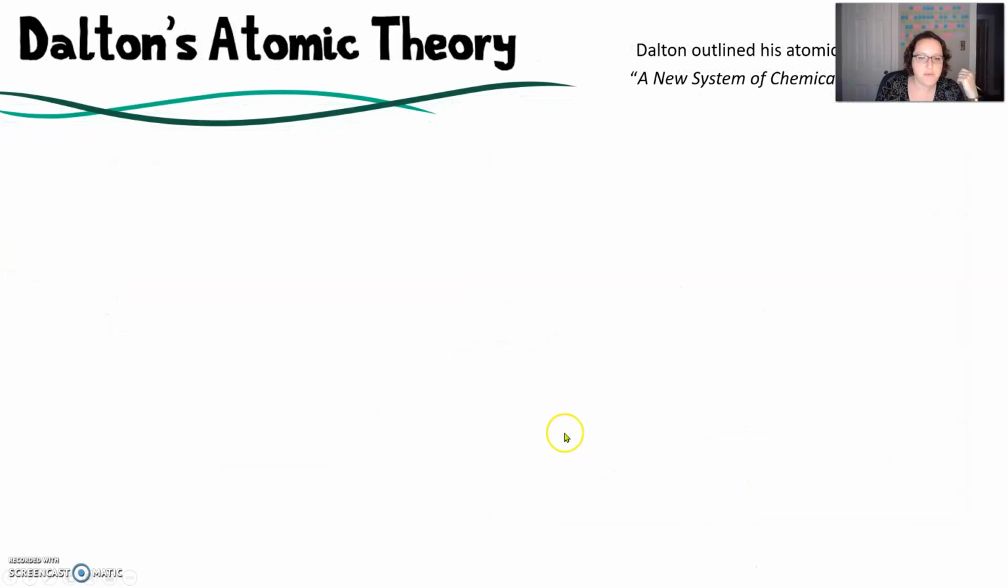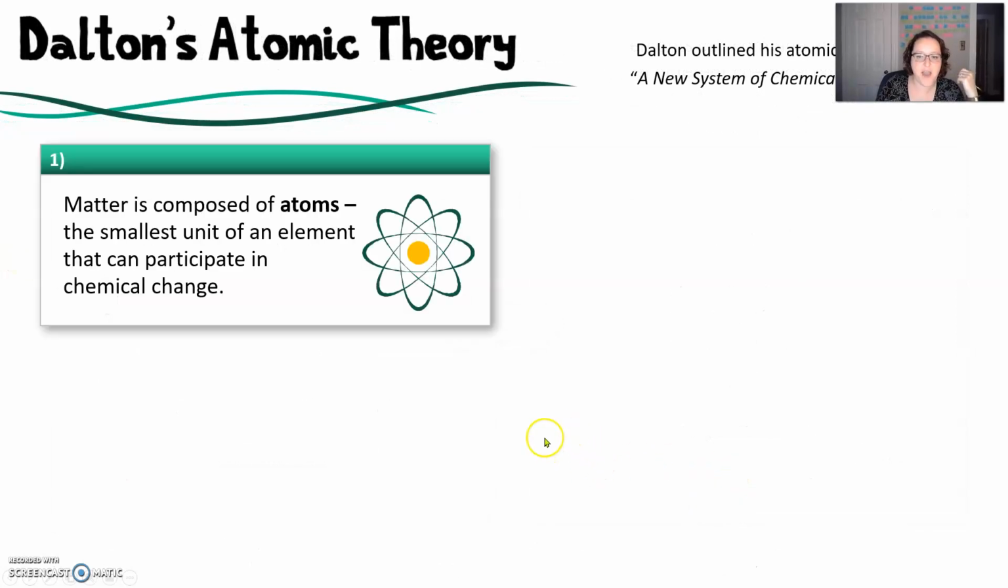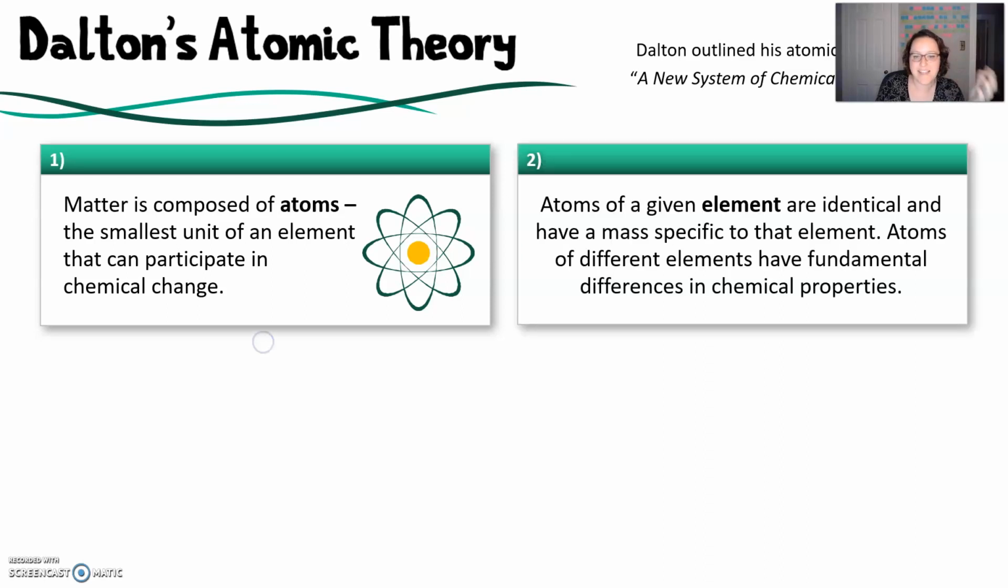Dalton puts all of the previous laws together to form a theory for atoms with 4 major postulates. The first is the definition of the building blocks of matter, the atom, which is the smallest unit of an element that can participate in chemical change, and that it is not divisible. The second is that atoms of a given element are identical and have a mass specific to that element, implying that atoms of different elements will have fundamental differences in their chemical properties.